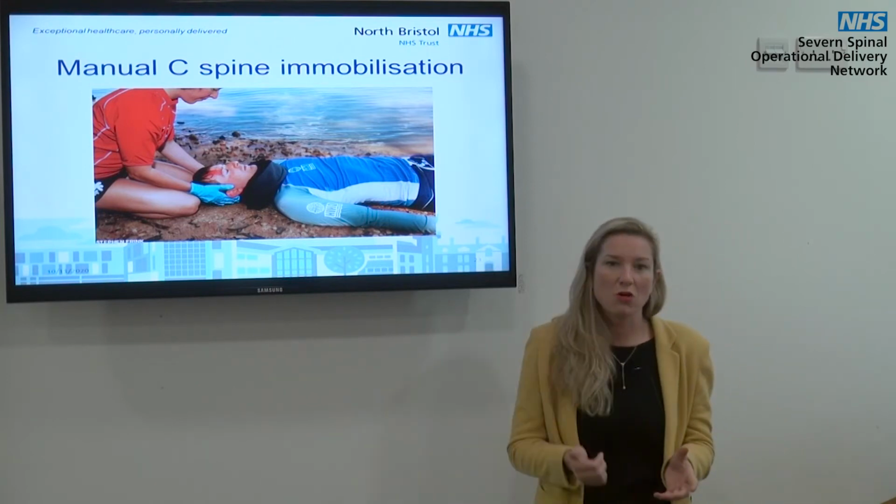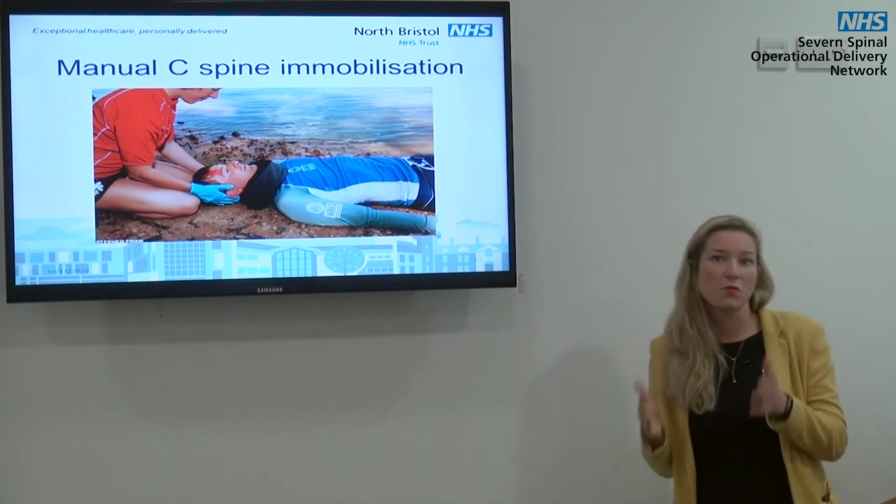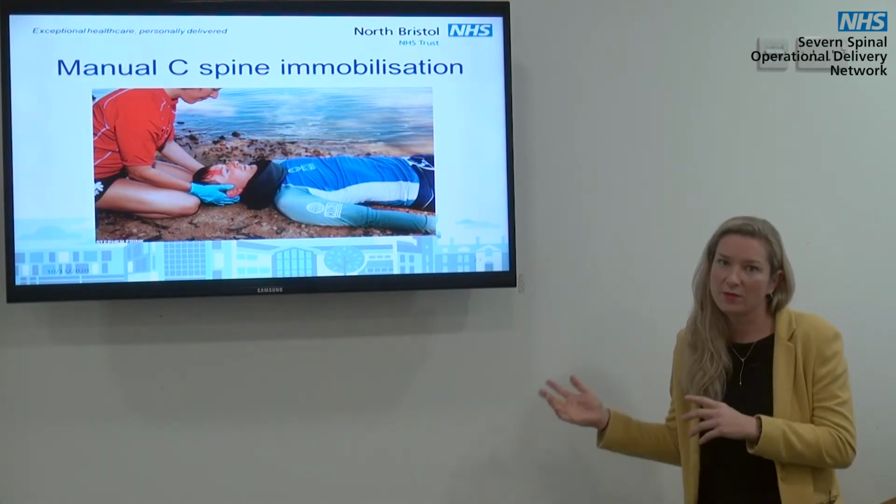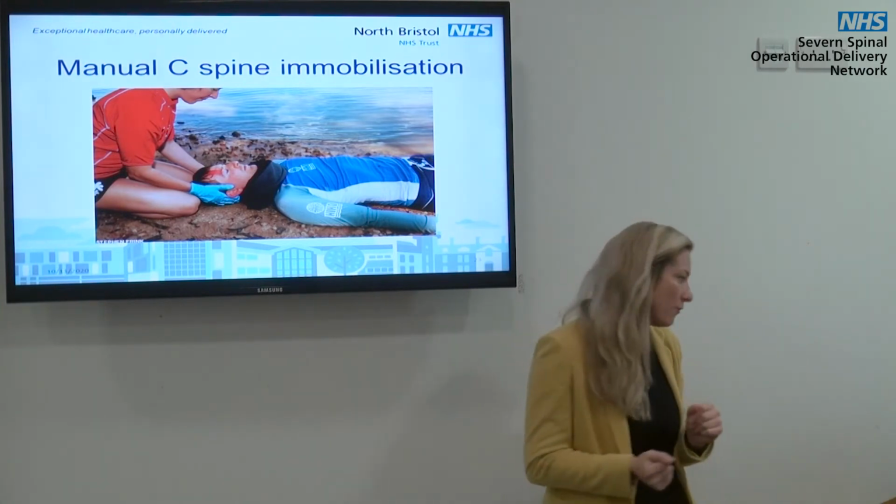You cannot put a collar on with just one person. You need one person to hold the head and a second person that will come and put a collar on for you.